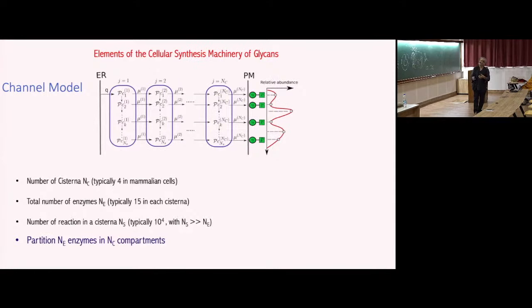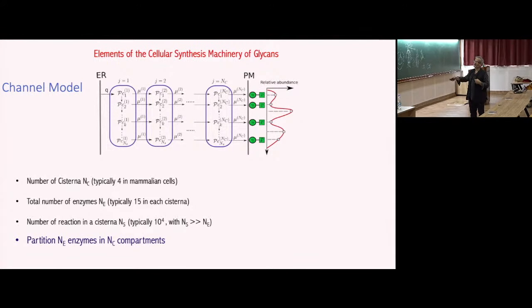Okay, so the elements of this cellular synthesis machinery are the following. I have to declare the number of cisternae, NC, which is typically 4 in mammalian cells. Total number of enzymes, NE, typically 15 in each cisterna. Number of reactions in a cisterna is typically 10 to the 4. So you can see that the number of reactions that happen in the cisterna is much larger than the number of enzymes. And there's a precise partitioning of any enzymes in NC compartments.